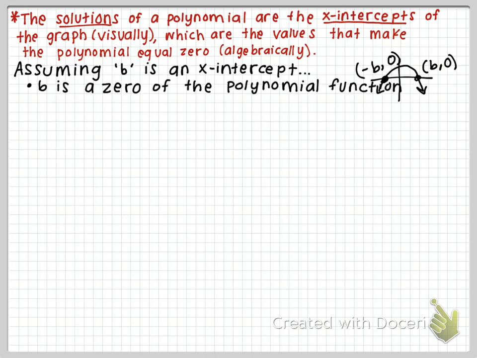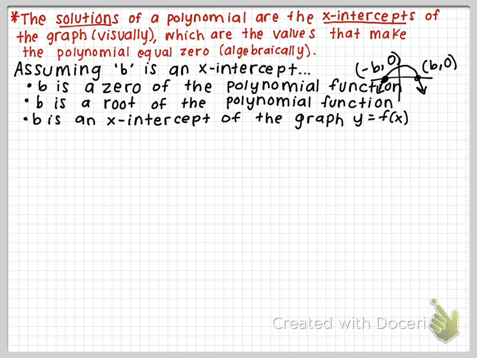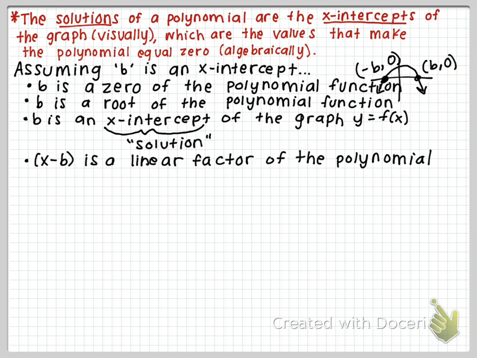Okay, so assuming b is an x-intercept, b is a 0 of the polynomial function. And that's true, right? Didn't we just say that the x-intercepts are zeros of the quadratic equation? So b is a 0 of the polynomial. Remember, we can substitute b with the x-intercept. So the x-intercept is a 0, and it's also a root of the polynomial function. The x-intercept b is an x-intercept of the graph. That totally makes sense because b represents the x-intercept in this case. Remember, the x-intercept can also be called the solution. And x minus b is a linear factor of the polynomial.